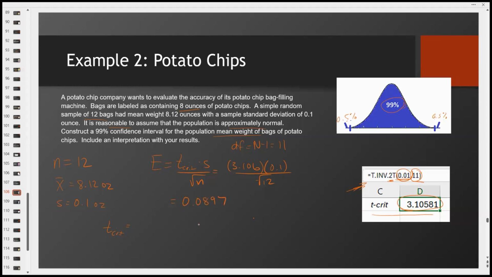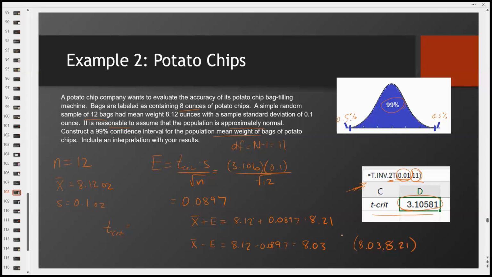0.0897. And then to find our confidence interval, we want to add and subtract. And so that is 8.12 plus 0.0897, 8.12 minus 0.0897, 8.03, and 8.21 if we round. And so we can write the confidence interval that's going from 8.03 to 8.21.